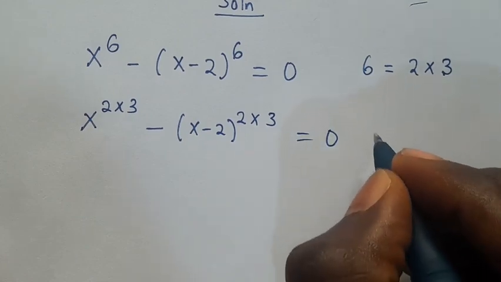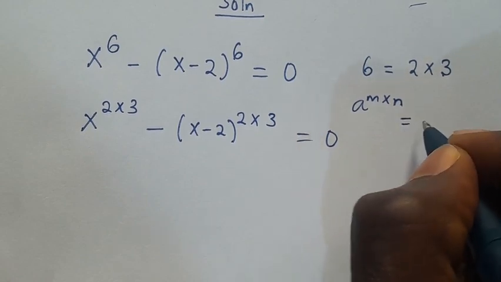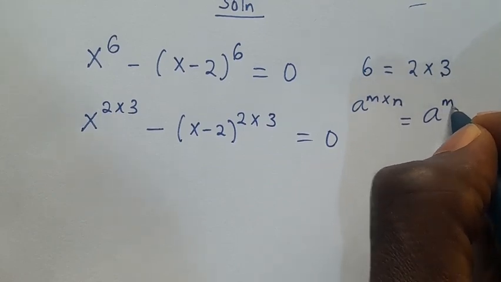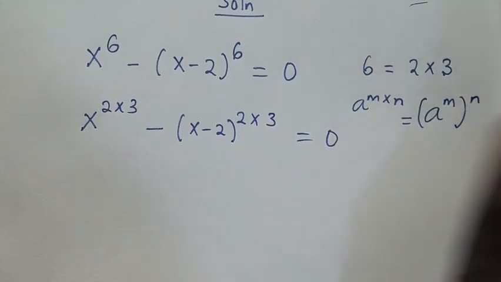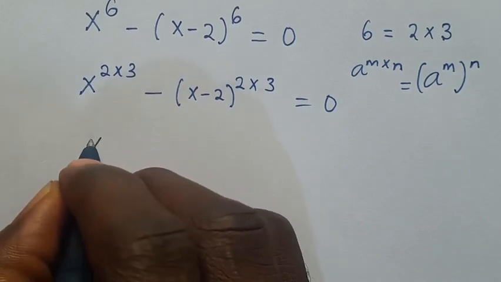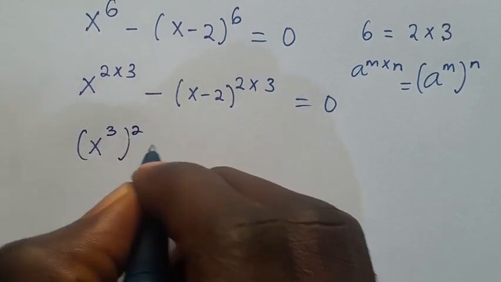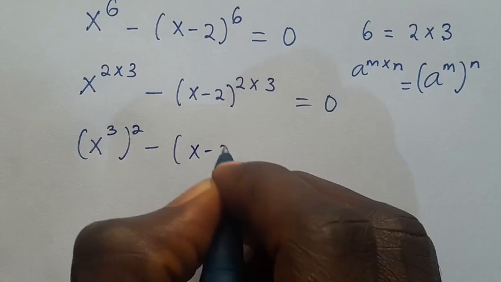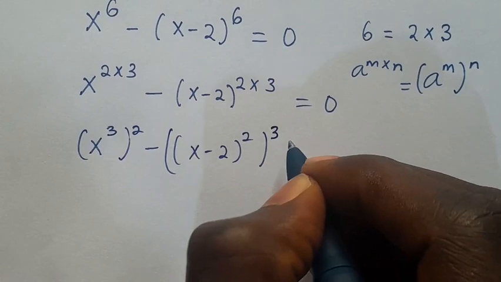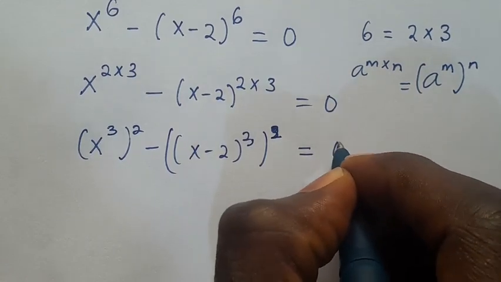So having known this, let us recall that when we have a to the power of m times n, it can be simplified as (a to the power of m) to the power of n. So when we apply this expression here, we can simply have this as (x to the power of 3) to the power of 2 minus ((x minus 2) to the power of 3) to the power of 2, then equals 0.